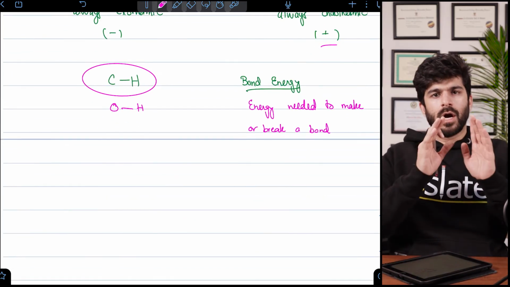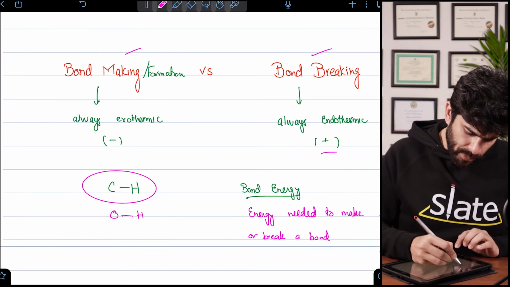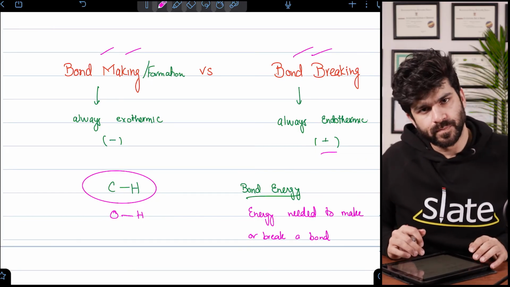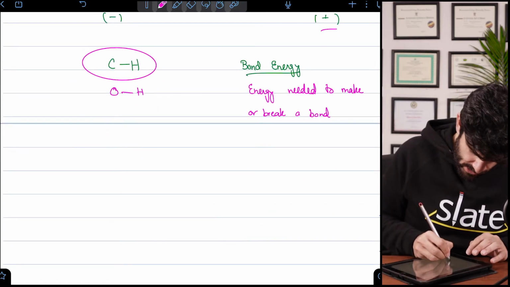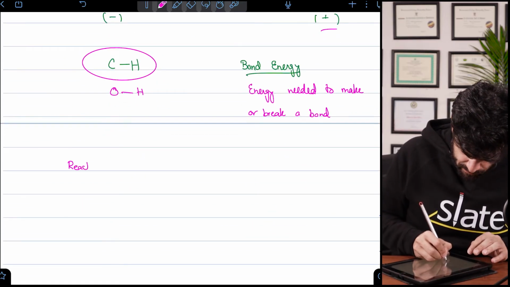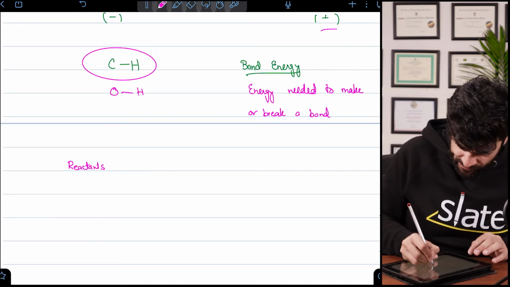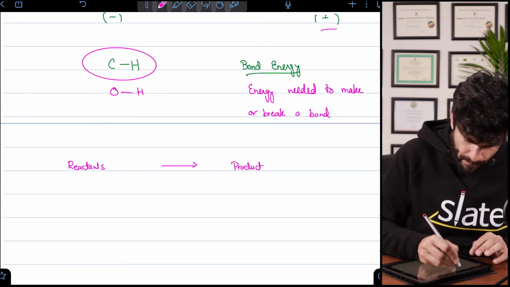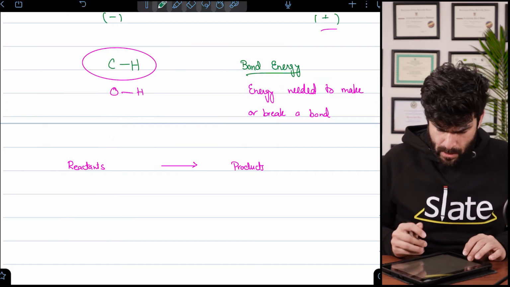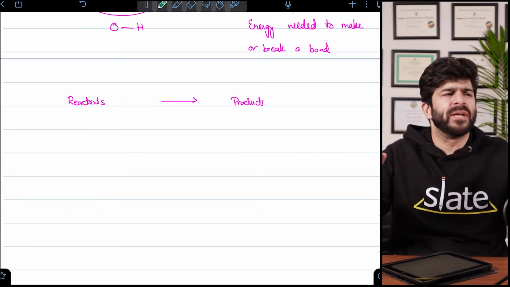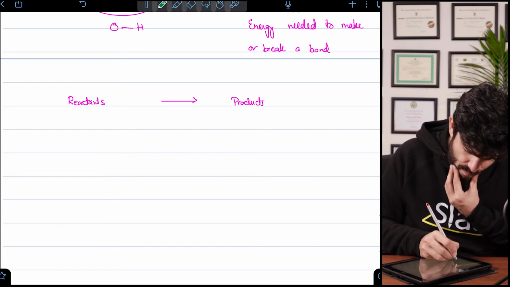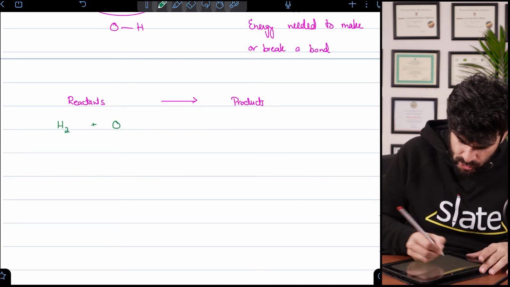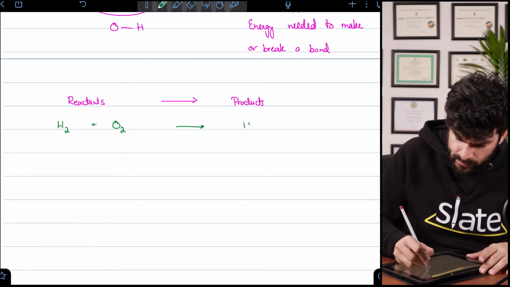Now, we see both bond making and bond breaking during the course of a reaction. For instance, we have reactants and then we have products. Let's take a very basic example of hydrogen plus oxygen making water.